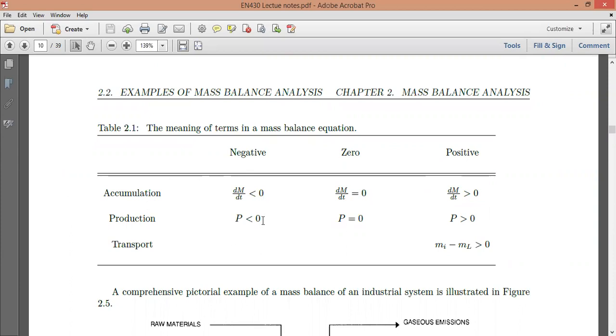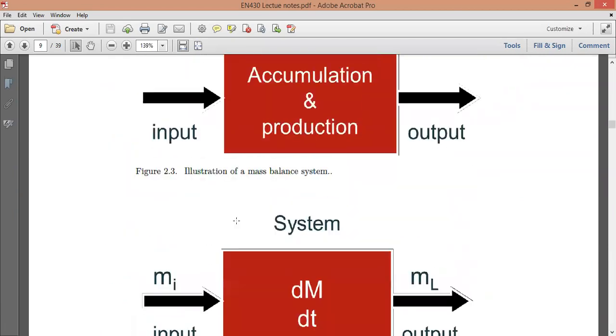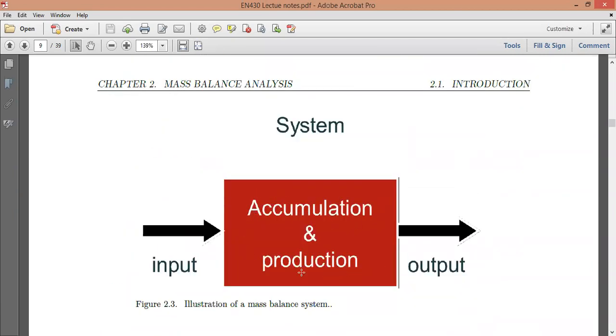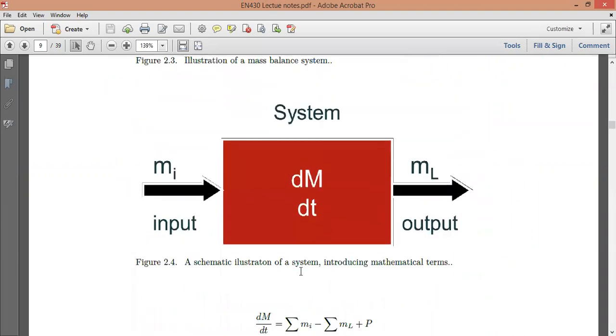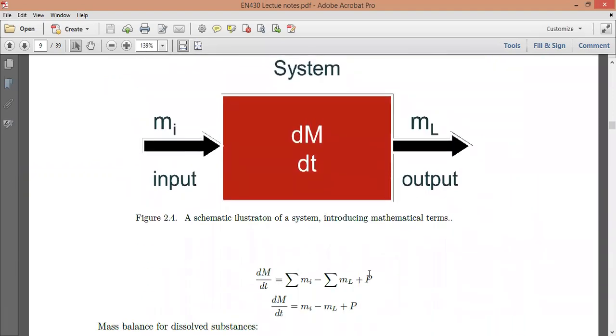What about production? When is production negative? Remember, we have accumulation and production. So when is this P negative? What do we think? P is negative when the output is less than the input. That's the one we studied at first.